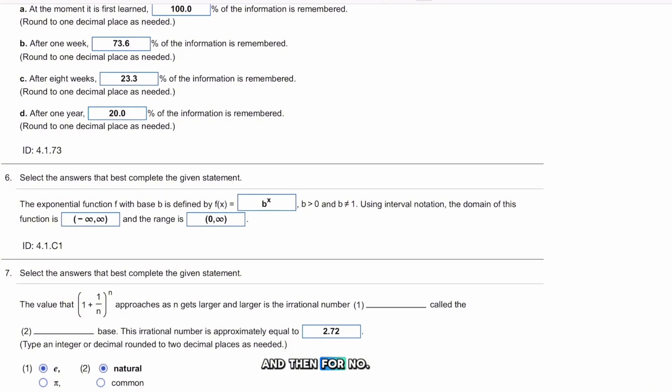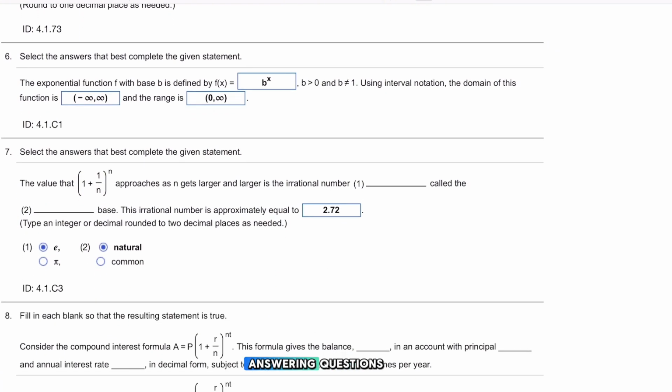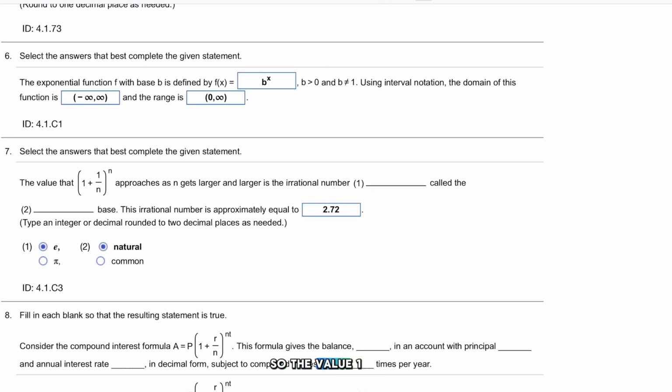And then for number 7, you are just answering questions. You're filling in the blanks. So the value 1 plus 1 over n to the n approaches as n gets larger and larger is an irrational number. That irrational number is e. And then part 2, it is a natural base. This irrational number is equal to 2.72. So you can just put that into a calculator and figure out what e is equal to.